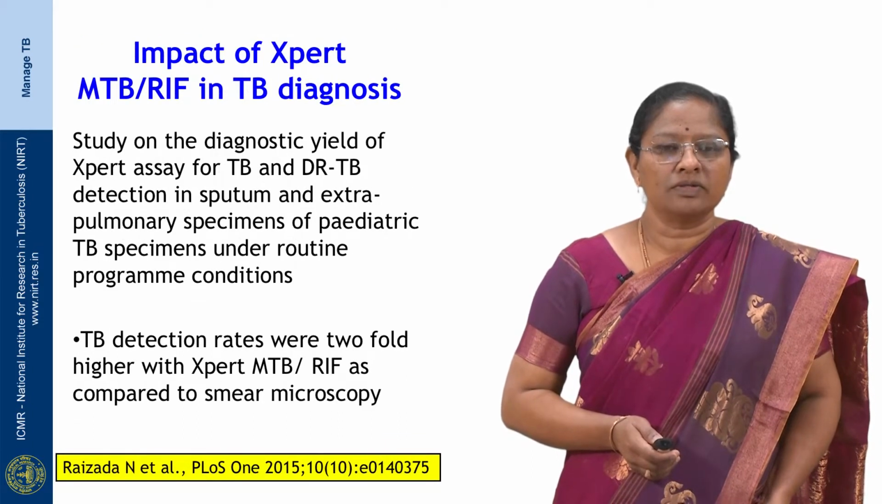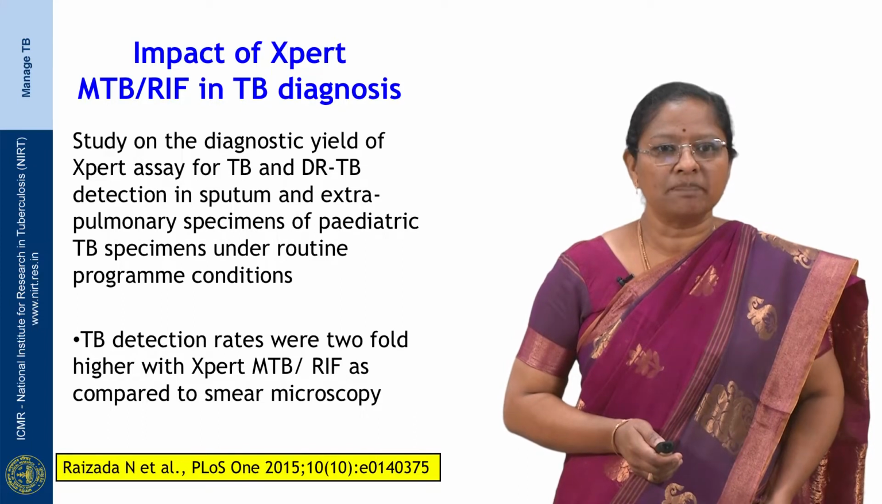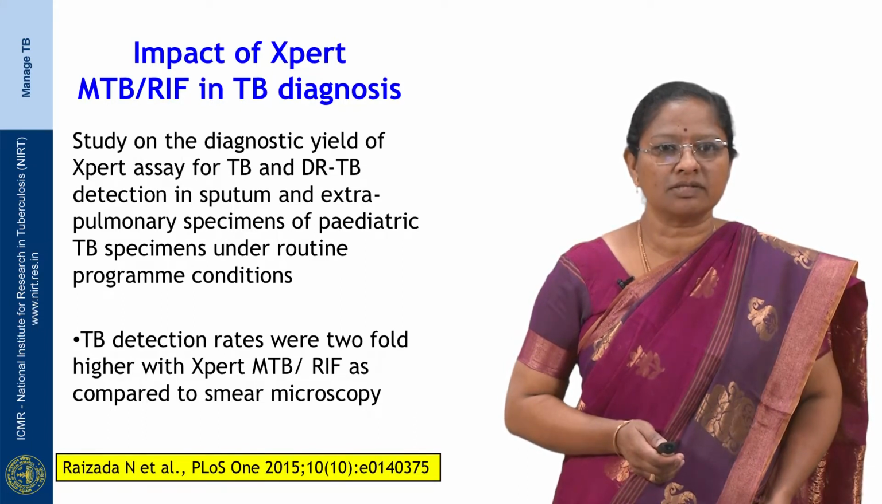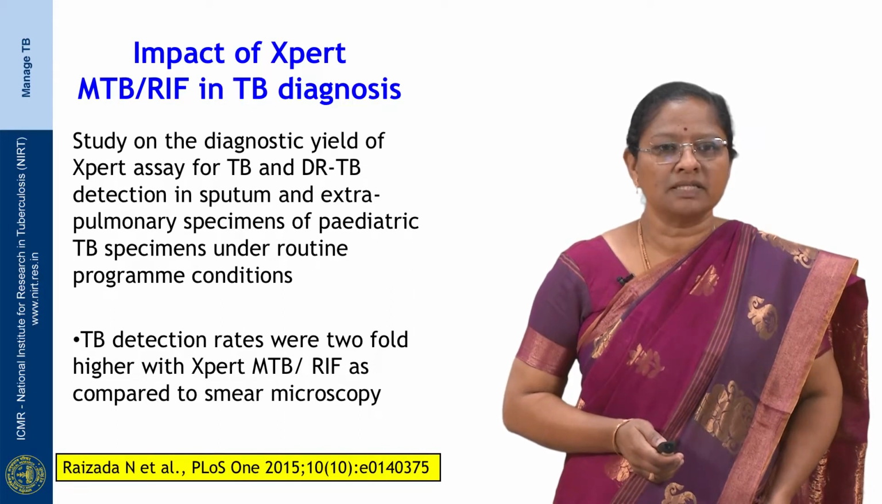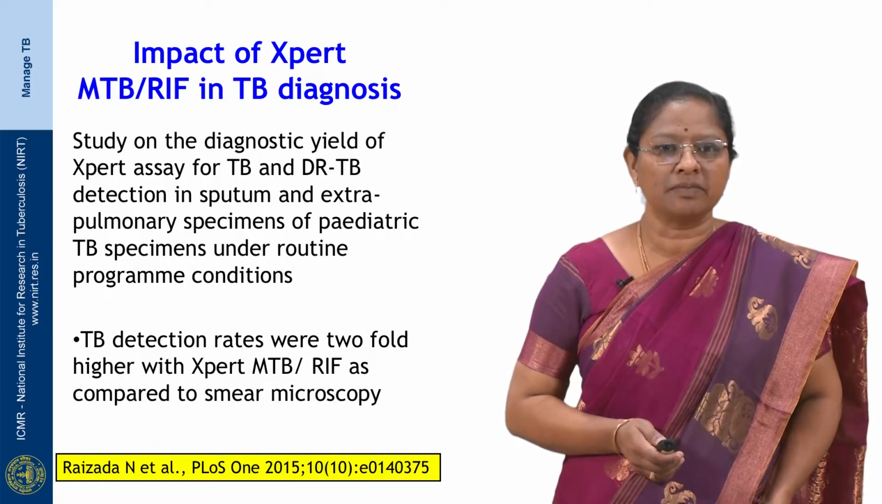And also there was a study which looked into the pediatric TB population for the diagnosis of tuberculosis and drug resistance detection in the sputum as well as in the extrapulmonary specimens, where again the TB detection rate was found twofold higher with Xpert MTB RIF as compared to smear microscopy.